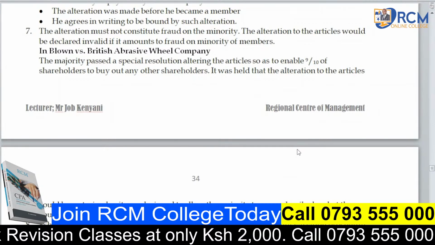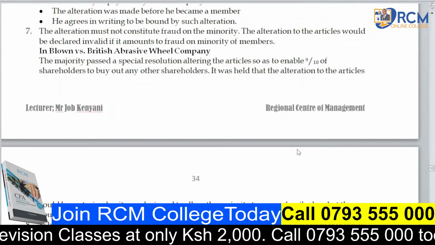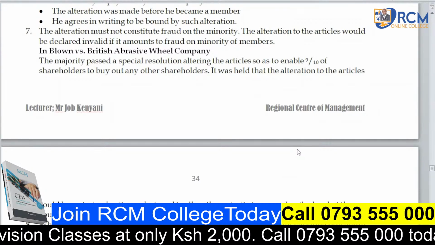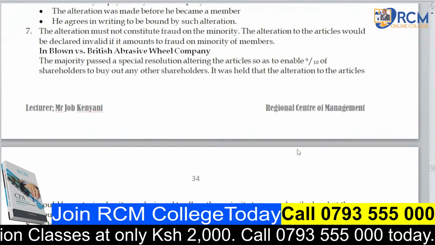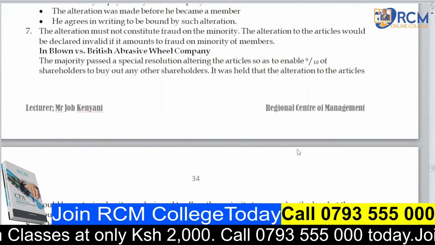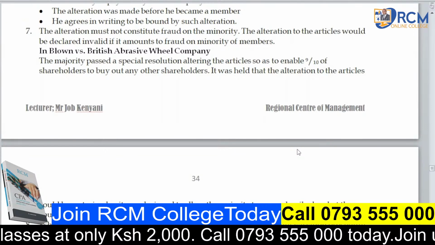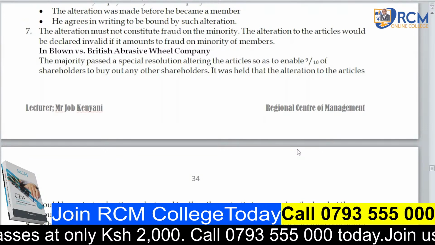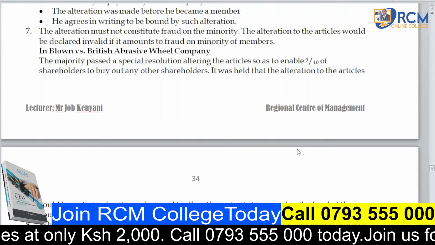So let's say, for example, in those particular articles, we have preference shares as a class of shares in the company, and their rights are listed. Part of their right is, number 1, to enjoy dividends in the company at 6%. So let's say, for example, in this case, the company wants to alter that particular provision, whereby they are going to alter the dividends. They can't just alter unless our class, our preference shares, have been involved.